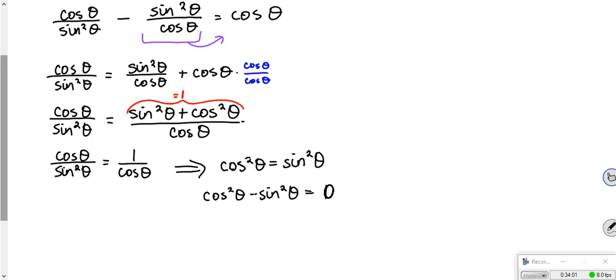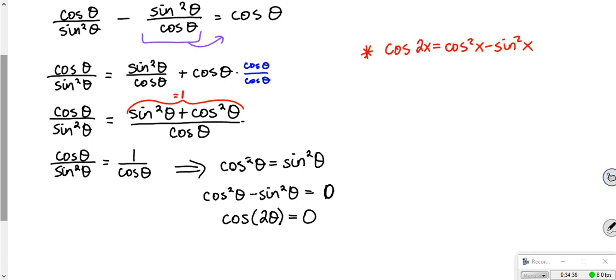I was kind of struggling with how to solve this. I noticed that this is actually a double angle formula. If you all remember, one of our double angle formulas was cosine of 2x equals cosine squared x minus sine squared x. Okay, that's a double angle formula. So I am going to substitute on the left-hand side. This is cosine 2 theta equals 0.